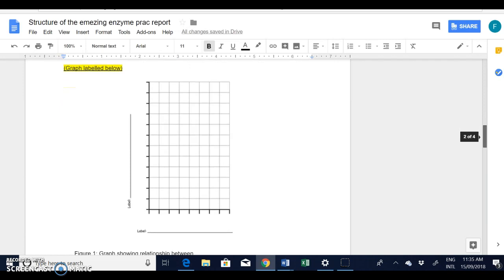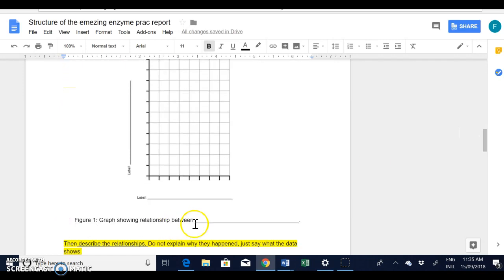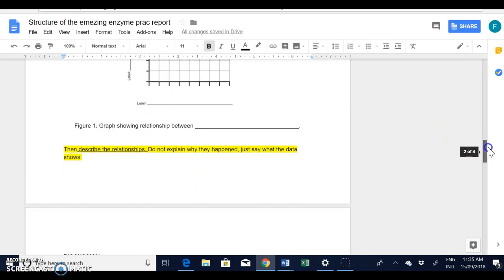Then you're labeling your graph. Label it below like this, graph showing relationship between this and this, what you've got on your graph. You don't need to put the word label, but you need to put labels on the axes, if you know what I mean. So write the words, but don't put the word label. Put units as well. Okay.